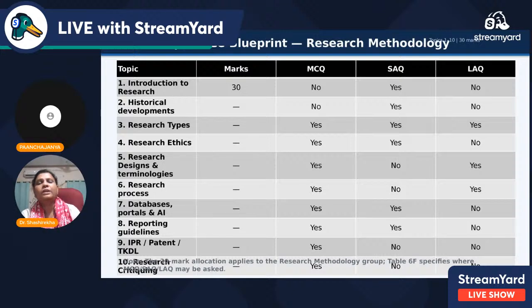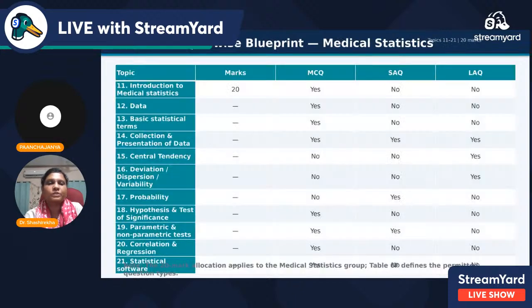And reporting guidelines. When you have done the research report, what are the guidelines you are supposed to follow to report that? And IPR, intellectual property rights, patency, and the TKDL, all this will come for either MCQ or SAQ. And research critiquing, it will come for MCQs. So this is how the marks are distributed in research methodology.